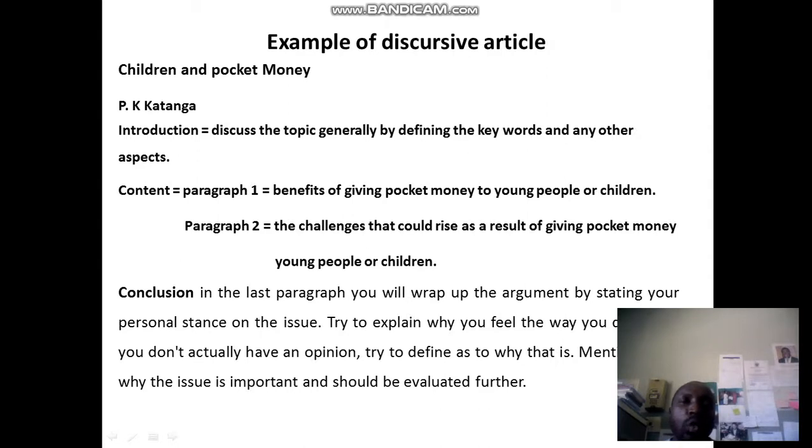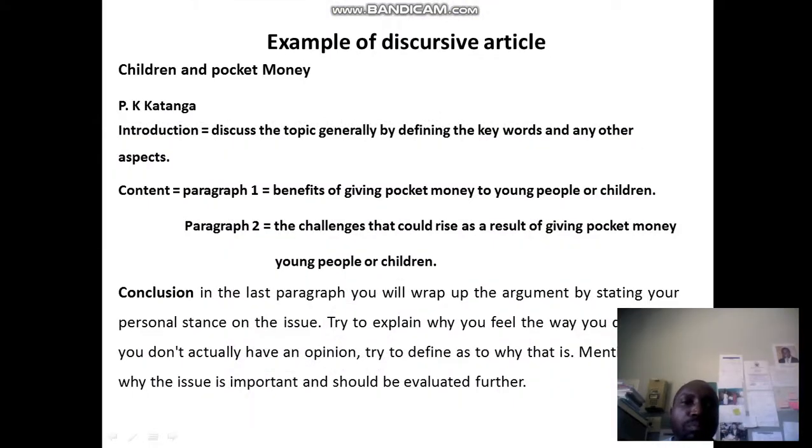In the introduction, you don't have to introduce yourself, like saying my name is Katanga, I live in Rundu, and in this essay I'm going to talk about the advantages and disadvantages of pocket money. It is not necessary. In your introduction, we are expecting you to discuss the topic generally by defining the keywords and other aspects. So it's not important to introduce yourself or tell us what this article is all about. Remember, this is examination. So discuss the topic generally by defining the keywords and other aspects that are related to the question.